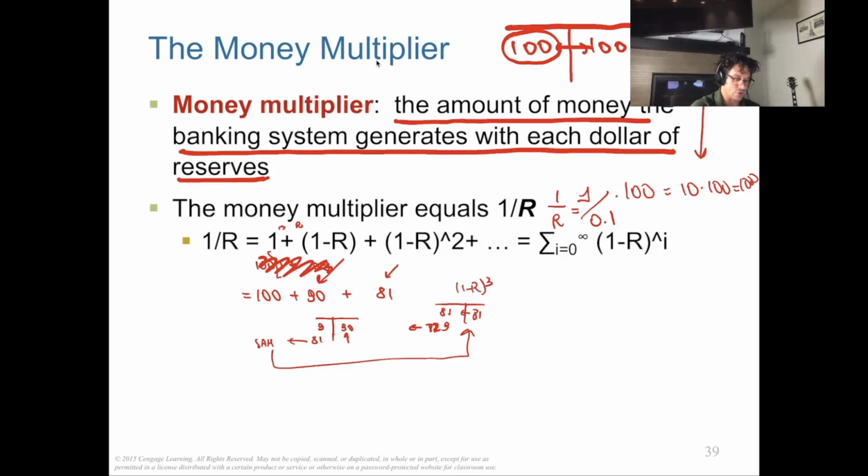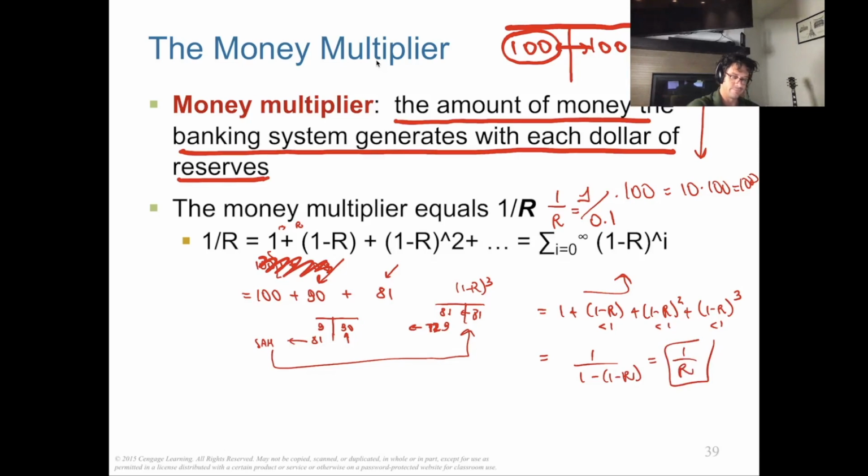So in total you get this geometric series, which is the sum of 1 plus (1 minus r) plus (1 minus r) squared plus (1 minus r) to the power of 3. These are all numbers that are less than 1. What is the value of this geometric series? It is 1 divided by (1 minus (1 minus r)), which is equal to 1 over r. I'm not going to ask you for this calculation in the exam. What you have to remember is just that the money multiplier equals 1 over r.